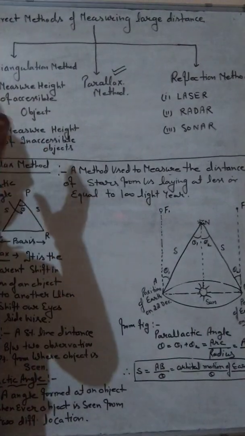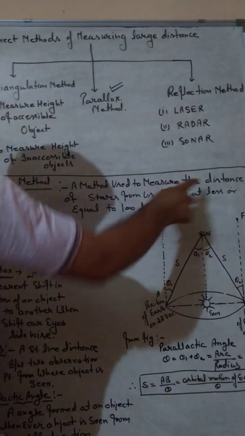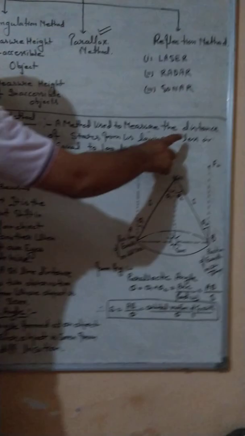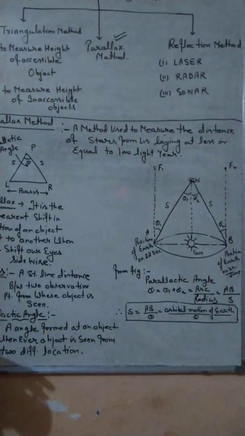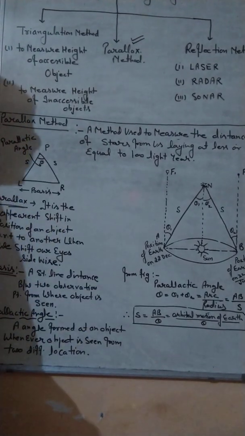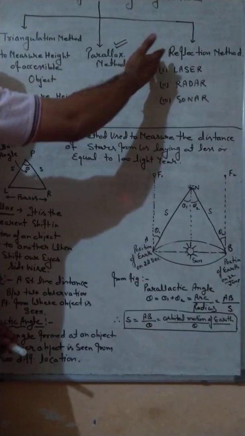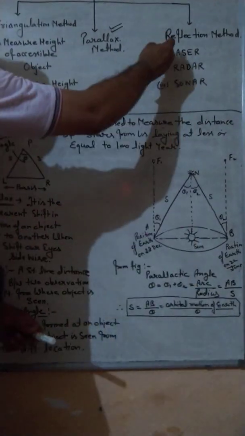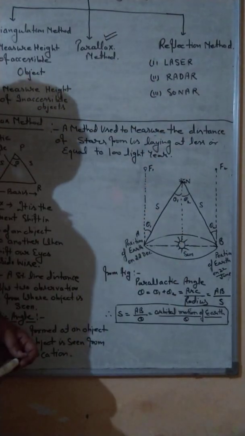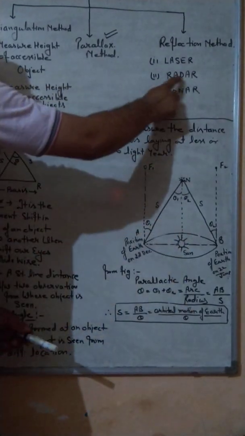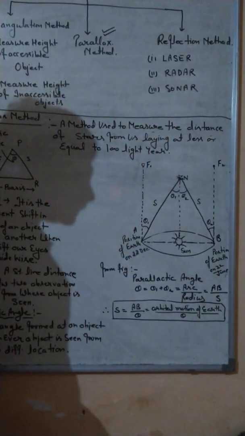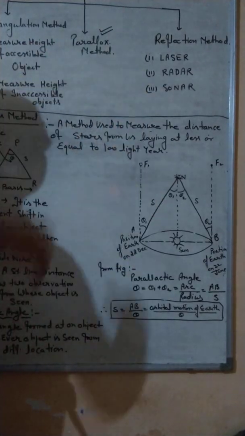while the parallax method is specially used to measure the distance of stars from us which lie at less than or equal to 100 light years. That is the main condition where the parallax method is used. The third one, the reflection method, is totally based on reflection of waves. There are three categorized methods: the laser method, the radar method, and the third one, which you have already known in class 9th, the sonar method. That will be studied later.